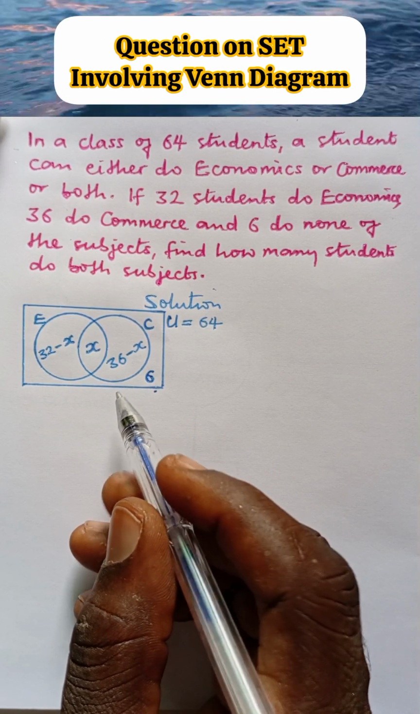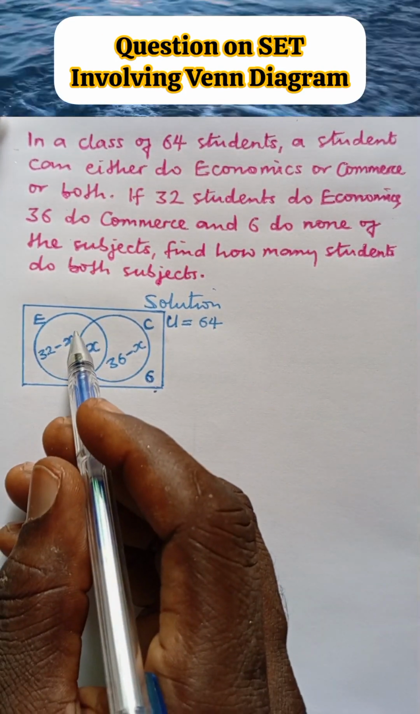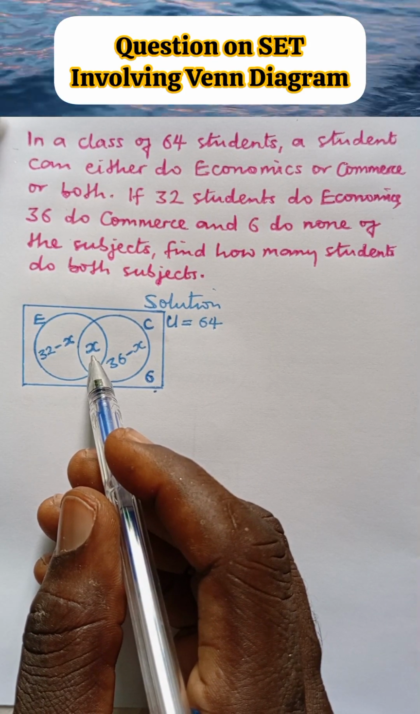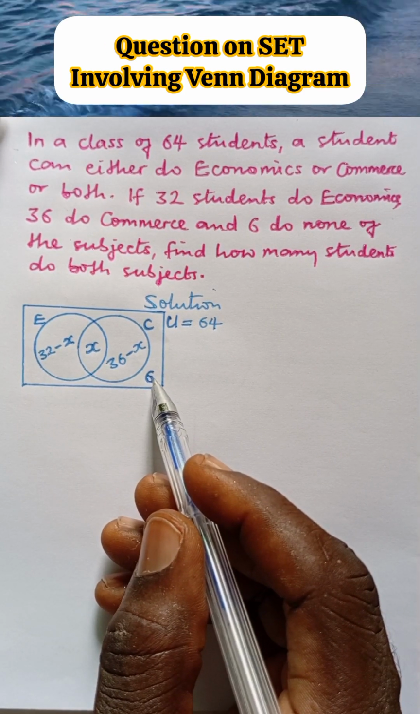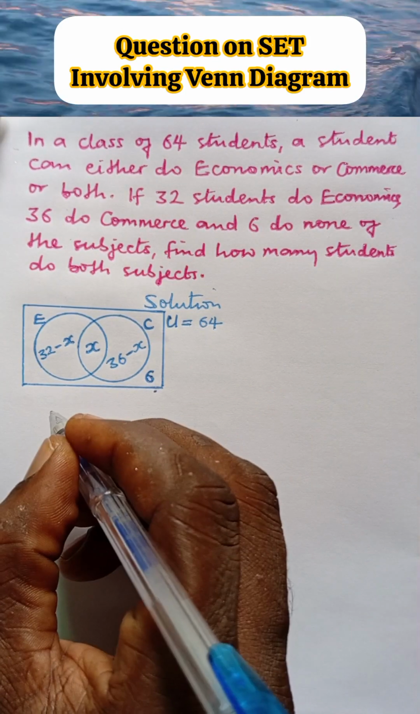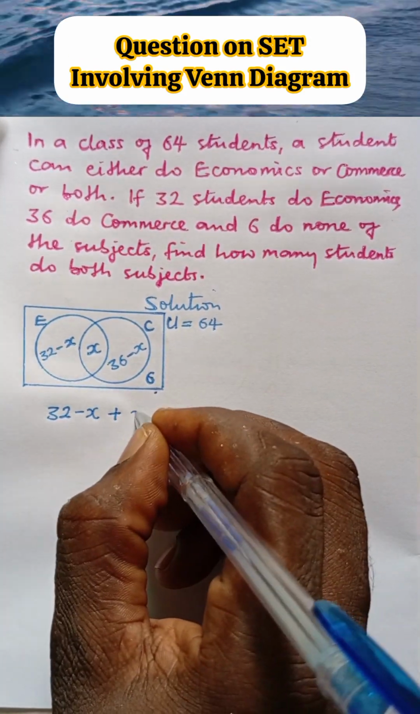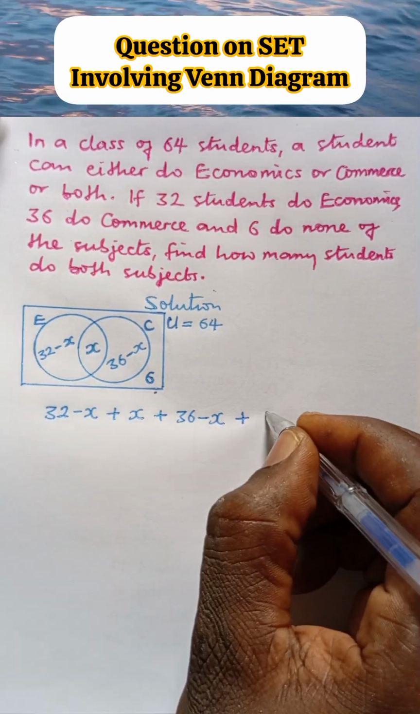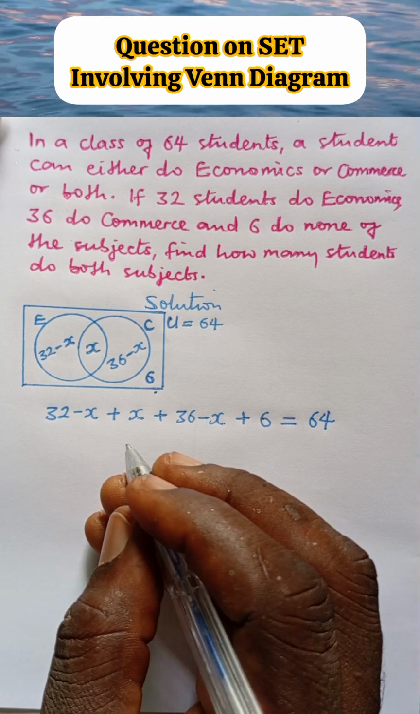Now remember that the total number of students in the class is equal to 64, which means if we add the number of students that do only economics and those that do both economics and commerce, and then students that do only commerce and the 6 students that do not do any of the subjects, it should amount to what? 64. So we come here now to say 32 minus X plus 36 minus X plus 6 equal to 64. We can now continue to solve from here.